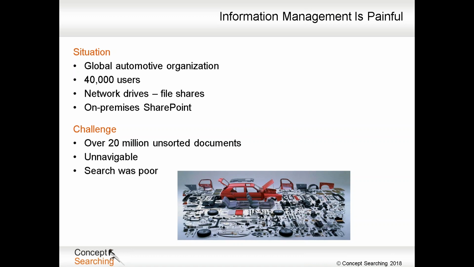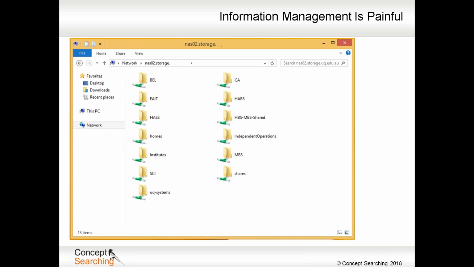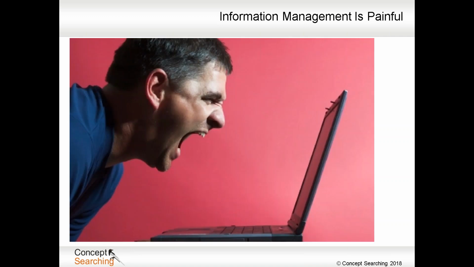So of course they bought on-premise SharePoint, and they wanted to use that in order to organize that information. Over 20 million unsorted documents needed to be sorted and classified, as they were completely unnavigable. And one of the biggest complaints was that search was poor. Even though people knew that documents were somewhere, either on the file share or in the new SharePoint, they couldn't find them. Basically, their information management looked like this, and that led people to feel like this.